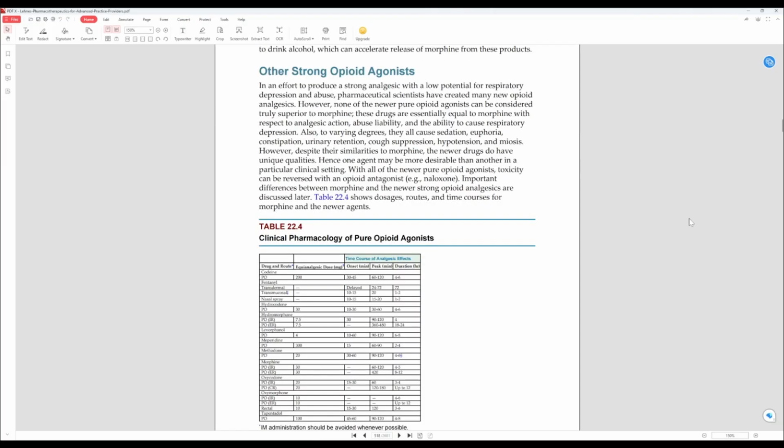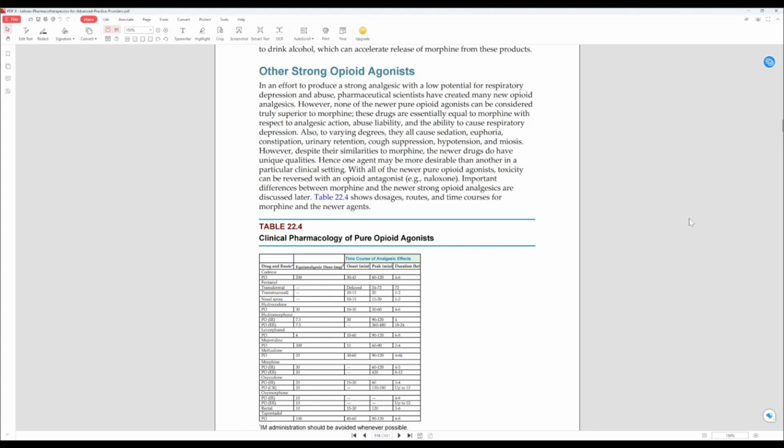Which brings us to other strong opioid agonists. In an effort to produce a strong analgesic with a low potential for respiratory depression and abuse, pharmaceutical scientists have created many new opioid analgesics. However, none of the newer pure opioid agonists can be considered truly superior to morphine. These drugs are essentially equal to morphine with respect to analgesic action, abuse liability, and the ability to cause respiratory depression. Also, to varying degrees, they all can cause sedation, euphoria, constipation, urinary retention, cough suppression, hypotension, and miosis.